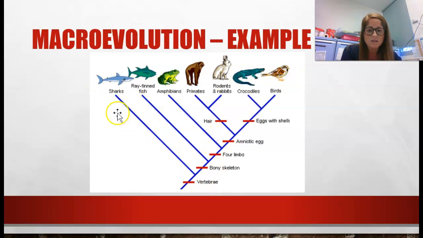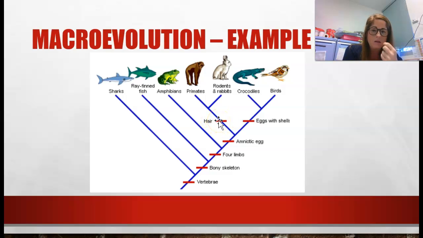And then the sharks are evolving here. Then a bony skeleton comes. And so then the fish, everybody above this level has a bony skeleton. Everybody above this level has 4 limbs. Everyone here has an amniotic egg. Everybody here has eggs with shells. And so you can kind of see that hair sort of evolved here.